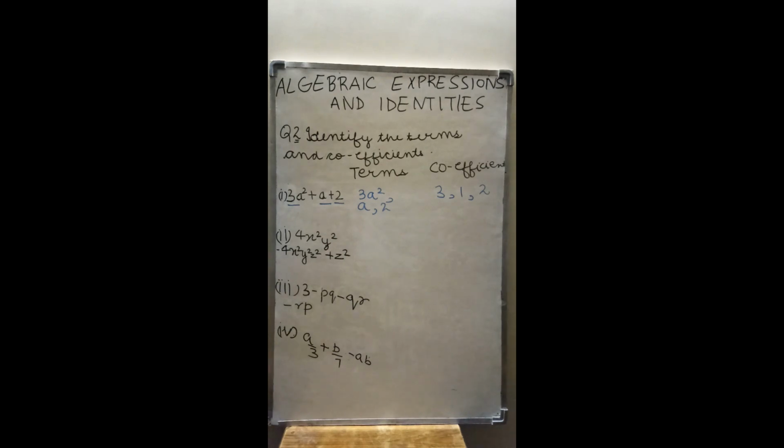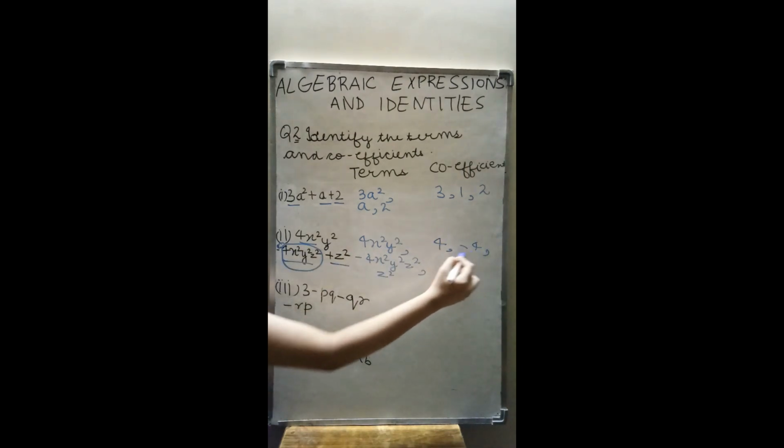Now let's move to the next part, that is 4x square y square minus 4x square y square z square plus z square. There are 3 terms in this expression: 1, 2, 3. Now what will you write? 4x square y square, comma, minus 4x square y square z square, and z square. Why have I put a minus sign before it? Because this term 4x square y square z square has a sign with it, that is minus, and the same we will note down here also. Now what is the coefficient of the same part? The coefficients will be 4, comma, minus 4, comma, 1.